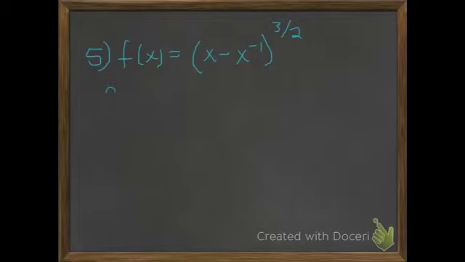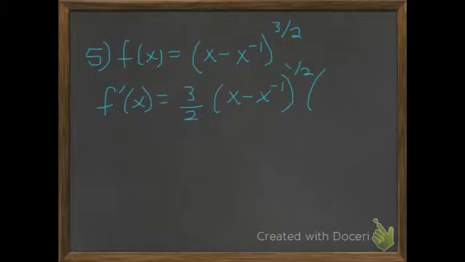I have the quantity in the parentheses is one function. Then I have this power of 3 halves, which is the outer function. So this derivative will come from first evaluating the power rule. So it will be 3 halves, minus 1 will be 1/2. Now I need to multiply by the derivative of x minus x to the negative 1, that quantity that was the base of the exponent.